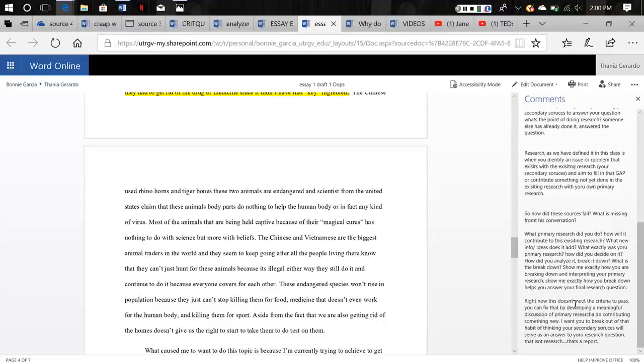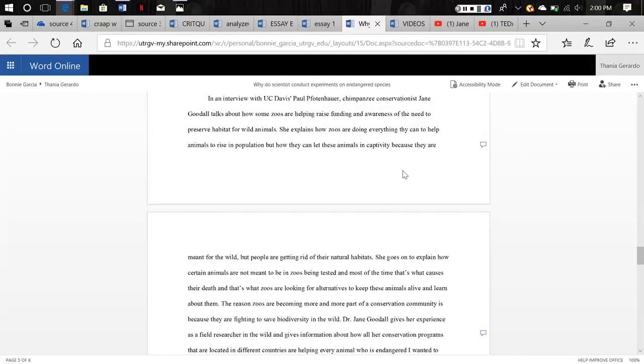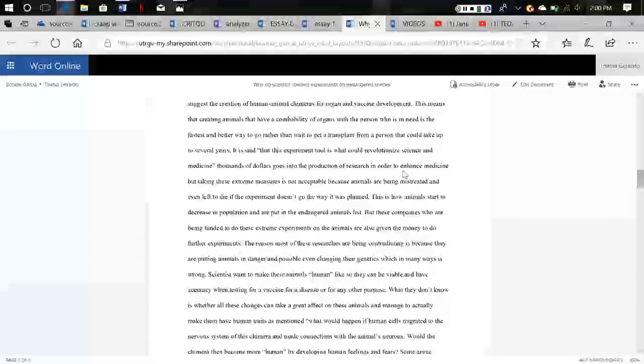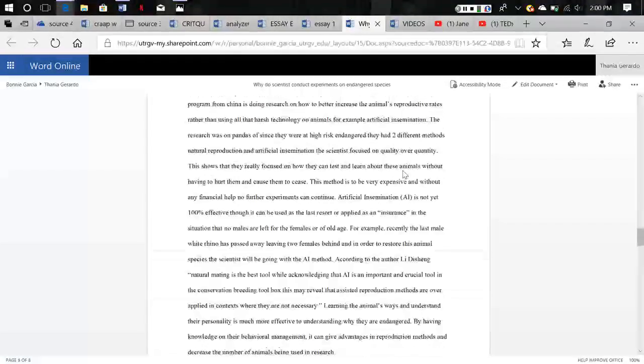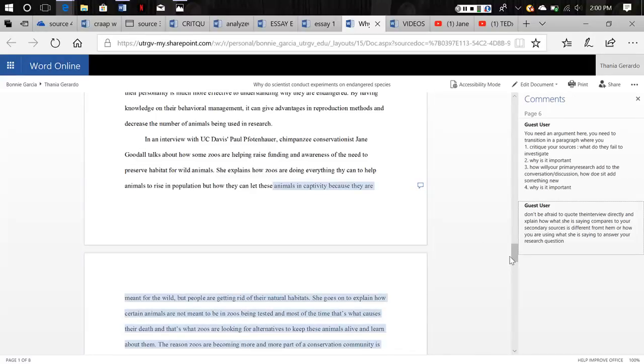You can fix by developing meaningful discussion. I want you to break out of the habit of thinking your secondary research will serve as an answer to your research question. That isn't research, that's a report. So, by her telling me this, right here, I was able to create this. And this is so much better. And she only had to critique, of course, my primary.